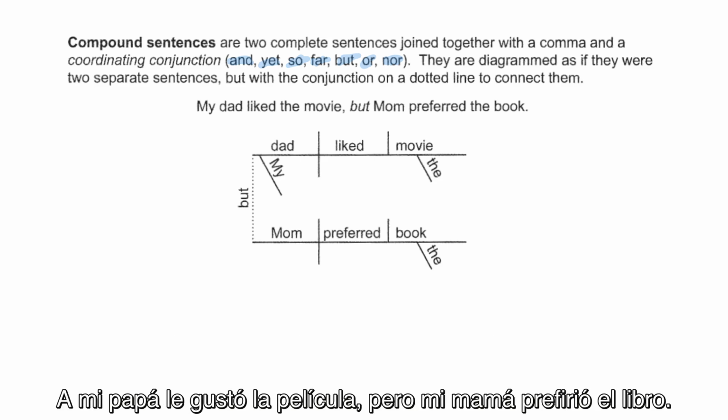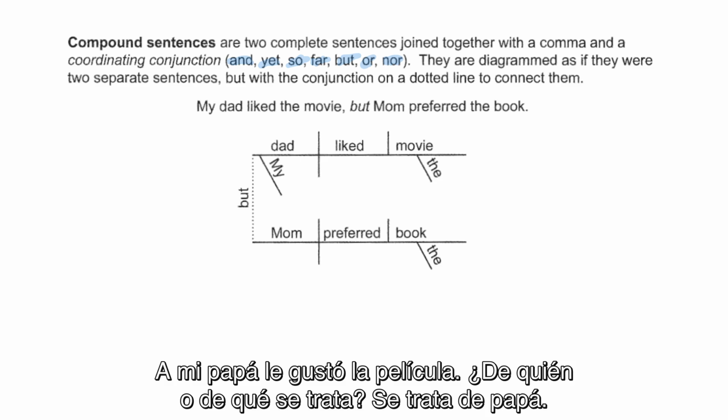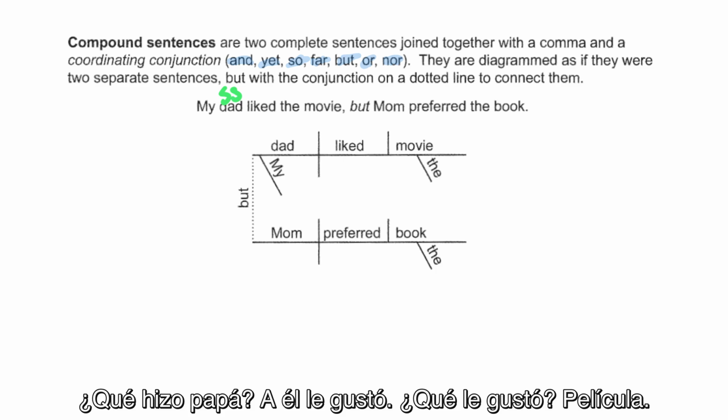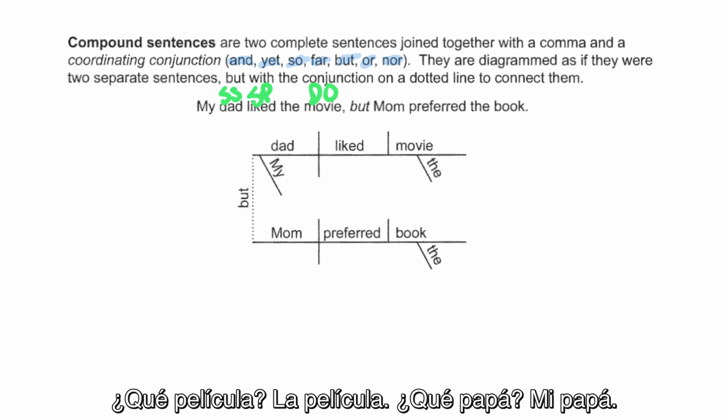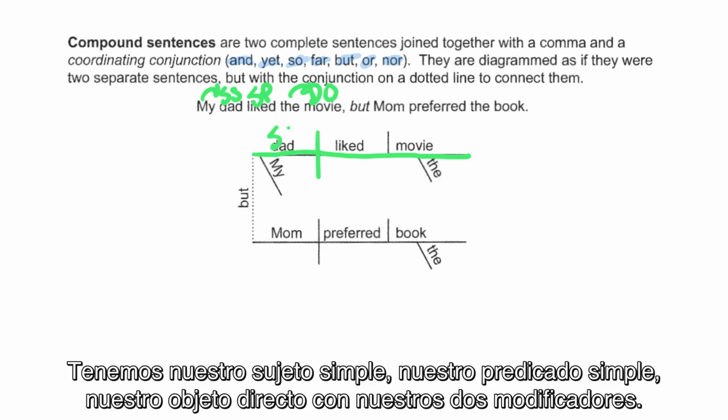My dad liked the movie, but my mom preferred the book. So let's look at the first clause. My dad liked the movie. Who or what is this about? It's about dad. What did dad do? He liked. What did he like? Movie. Which movie? The movie. Which dad? My dad. So you can see that is diagrammed up here. We have our simple subject, our simple predicate, our direct object with our two modifiers.